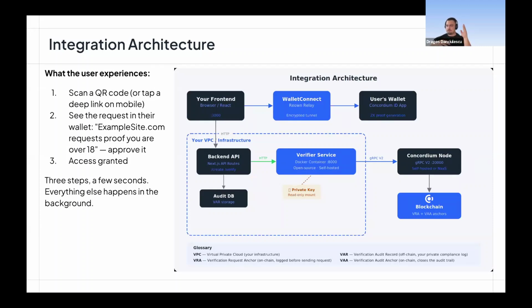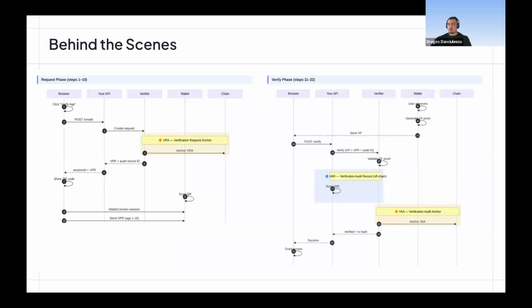And at the end, you will have a verification audit anchor. This is also on chain, and this closes the audit trail. Now, behind the scenes, this might seem a little bit complicated at first. It's just a design architecture for what happens in the background once those requests are made. But this all happens seamlessly by using the verification API.